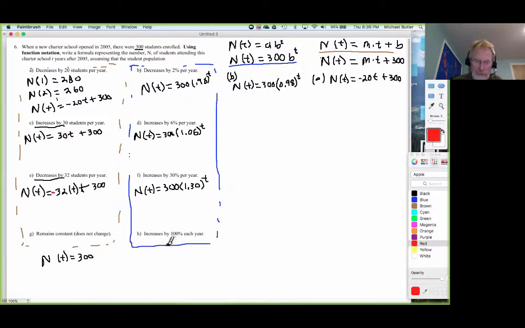So increases by 100% each year. So that'd be n of t is equal to 300 times 2 to the t, wouldn't it? If it increases by 100%, then that means it's doubling every year.